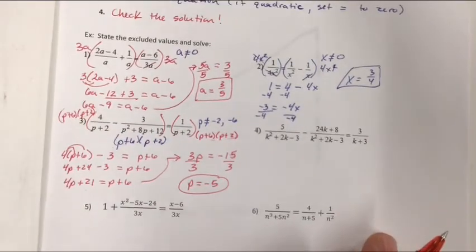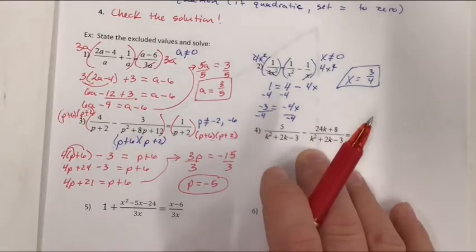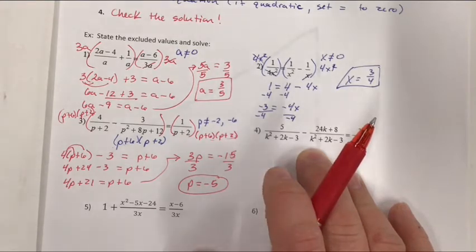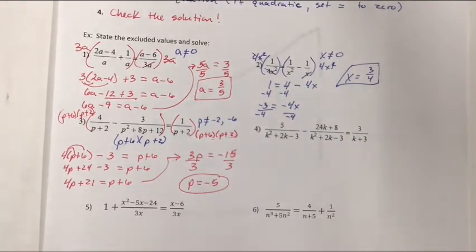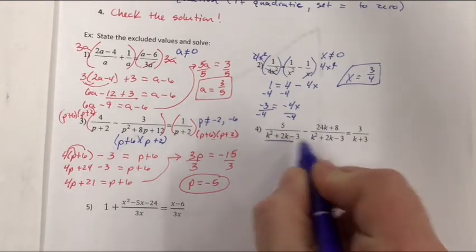All right, I want to keep on moving. We're actually going to skip number 4. Okay, I'm sorry, we're not going to skip number 4. That was one of the ones I wanted you to do. So take that back. Let's go ahead and take a look. We want to look at the factored forms of these.